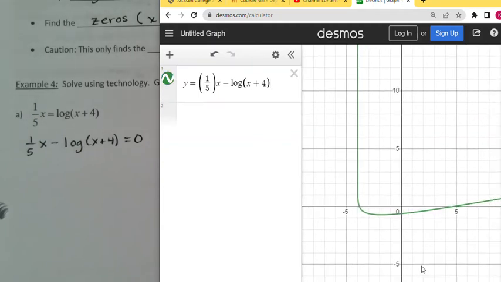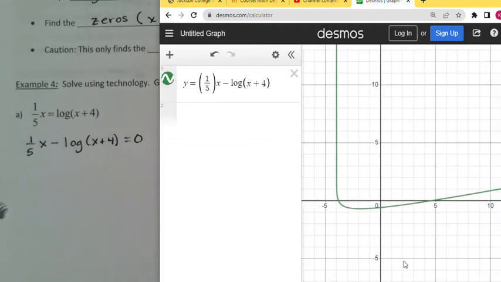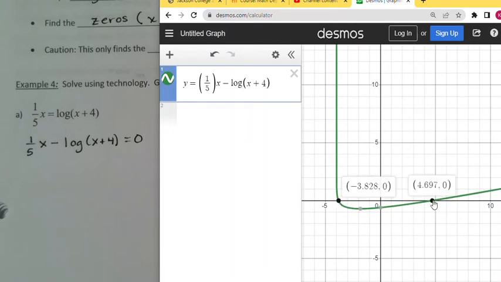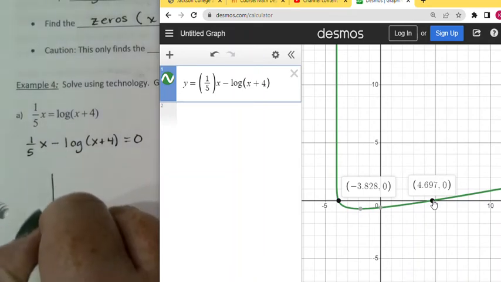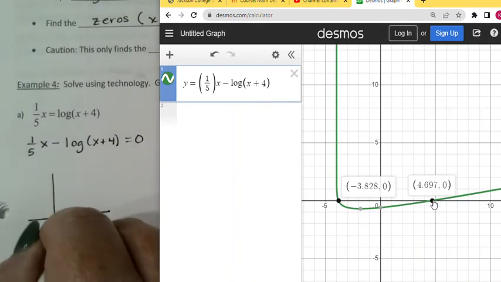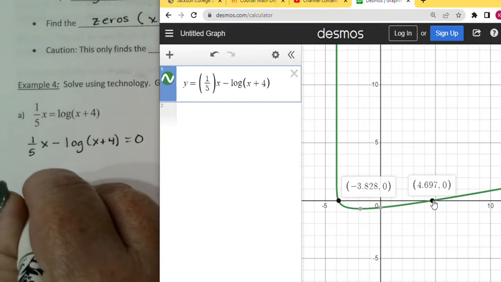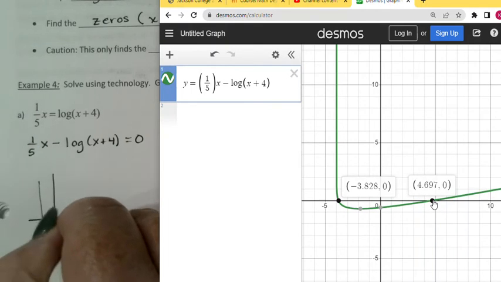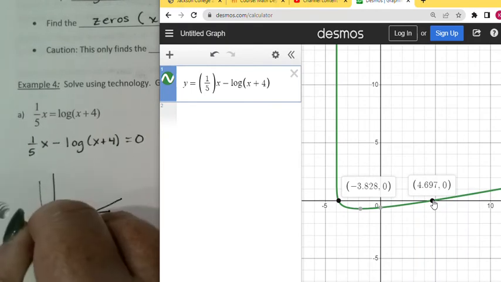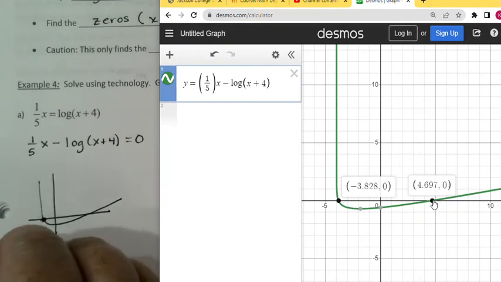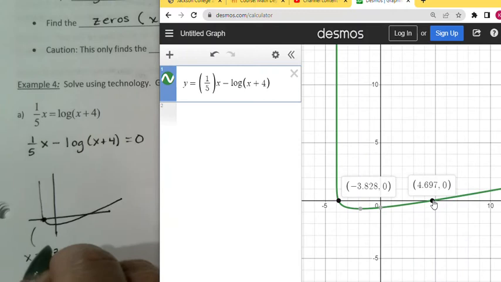And looking at my graph over here, looks like I've got 2 zeros. One there and one there. So I'm just going to give us a quick little sketch here. This first 0 was at x equals negative 3.828.